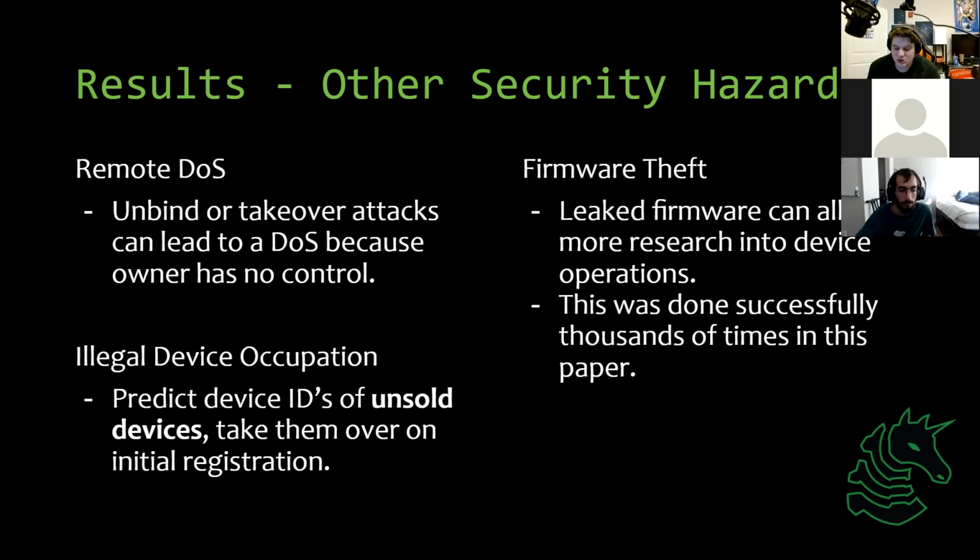And then firmware theft. To reverse engineer these protocols and to attack this stuff, leaked firmware can allow researchers to do this faster and better. And they figured out how to just dump code off of a lot of these IoT devices. It was done successfully thousands of times in this paper. It's worth a read. It's pretty neat.